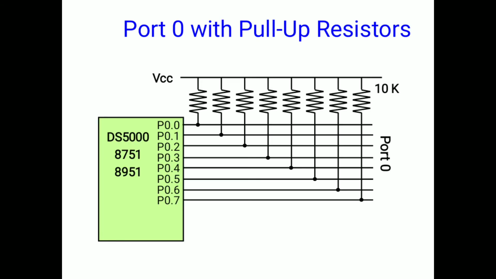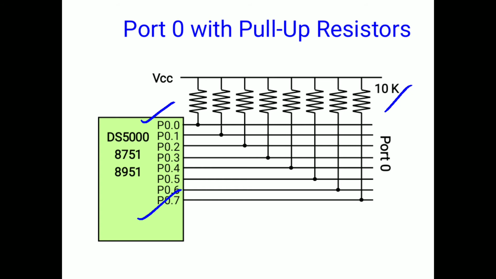How can we connect port 0? For connecting port 0, we have to use pull-up resistors. Port 0 is used for address and data latching, so on each port pin we use a pull-up resistor of 10K, then it will work properly.